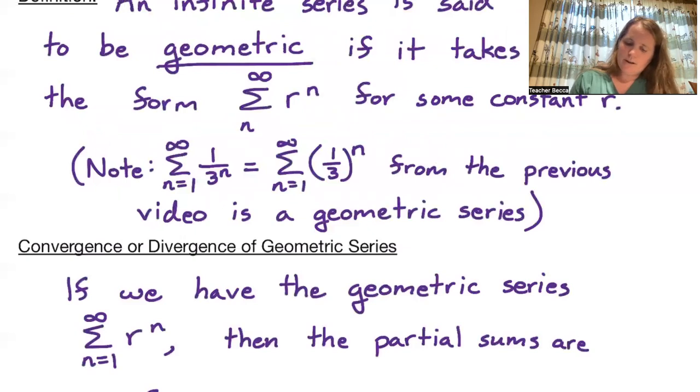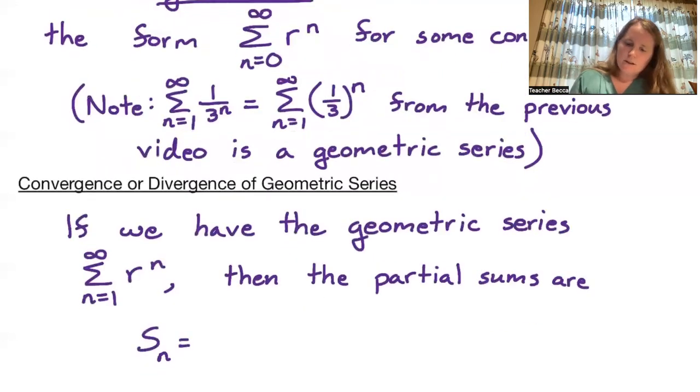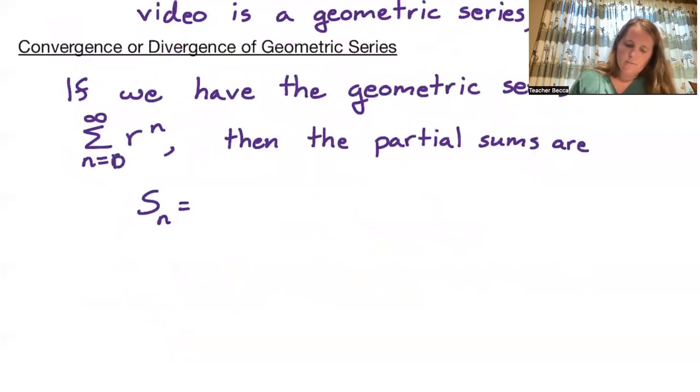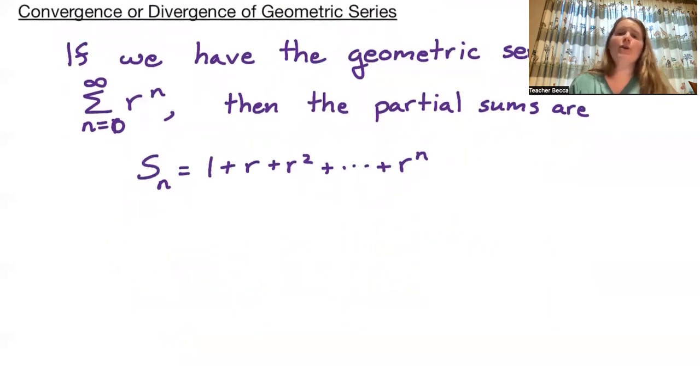usually for geometric series, we actually start from n equals 0. If you start from n equals 1, it is still a geometric series. Essentially, we just have to multiply the whole thing by 1 third. So I factored out my 1 thirds. So let me rechange these so we go from n equals 0. This way, we can just do 1 plus r plus r squared plus all the way up through plus r to the n. We don't have to start off with r and factor it out.